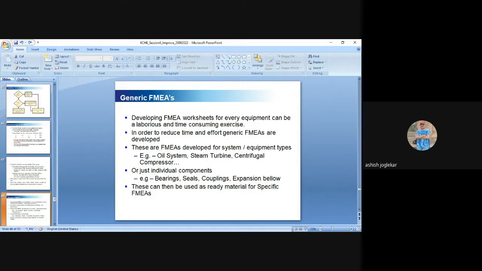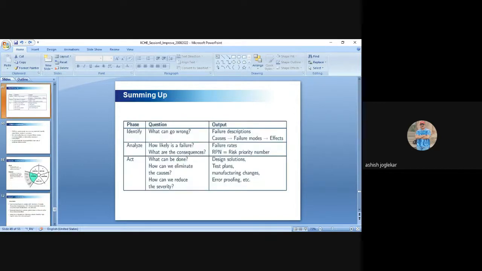So all these things are not difficult, but are time consuming, resource consuming, and require a lot of effort and energy. Knowledge of the team is required. You cannot do FMEA by putting in people who are new in the organization. They don't know what your process is. So you have to carefully do FMEA by forming a good team. So summing up, identify what can go wrong. That is failure description, causes, failure mode effects. Analyze how likely the failure is and what the consequences are: severity, occurrence, detection, risk priority number, SOD.